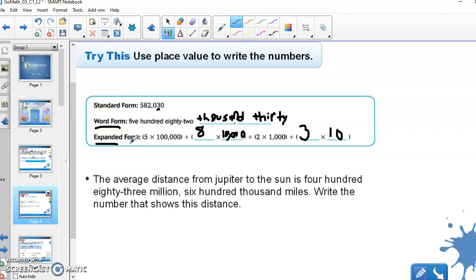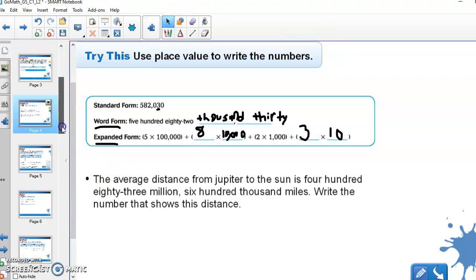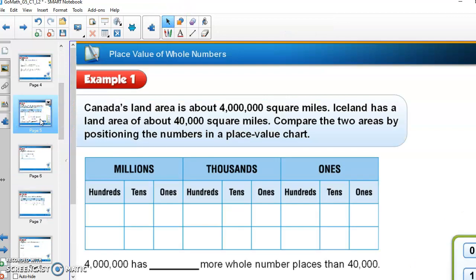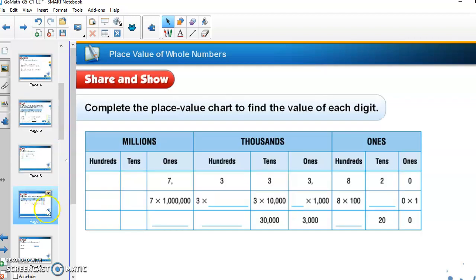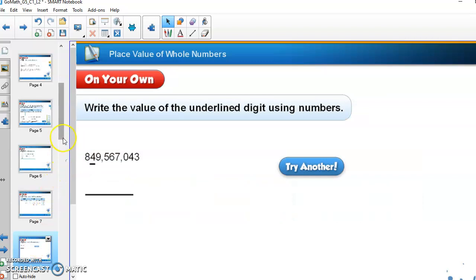So when you're working on page 15 and you get to problems 9 and 10, as well as 11 and 12, think, how can I rewrite those numbers using word form and expanded form? I hope that helped. I think there's one more thing that I would like to show you that I hope will help you with page 15. Let me see if I can find it. Yes, all right.